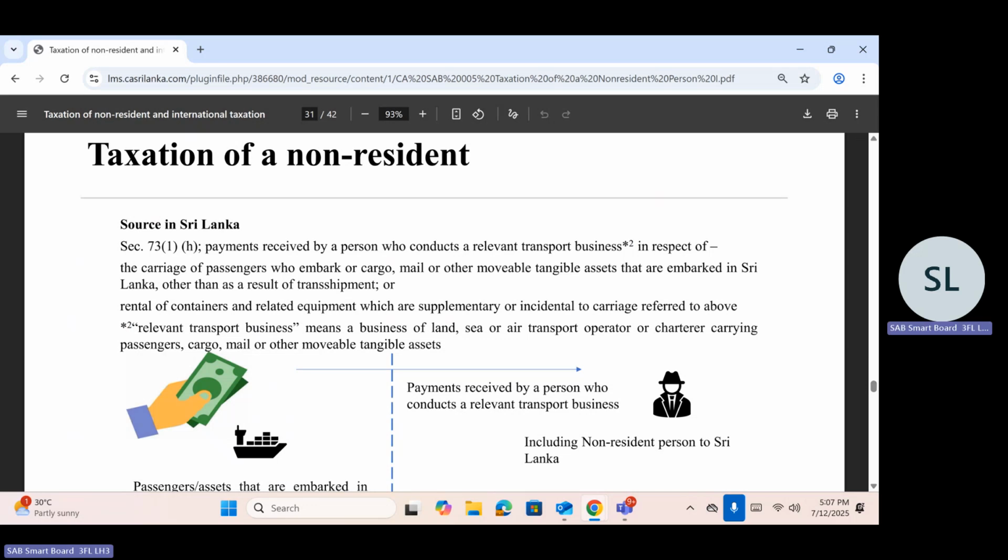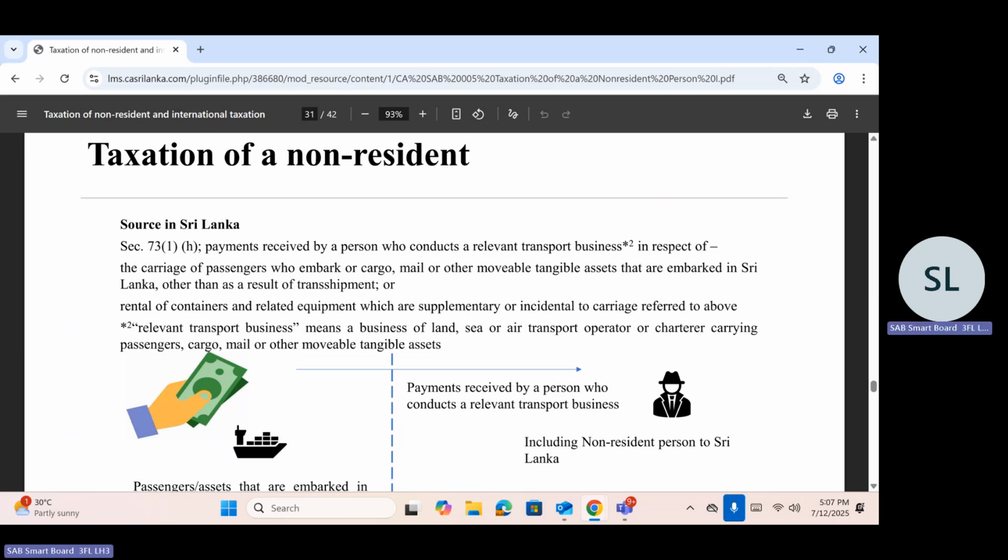Payment received by a person conducting a relevant transportation business. Transportation business means carriage of passengers embarked, or cargo, mail or other movable tangible assets that are embarked in Sri Lanka, other than as a result of transshipment. So transshipment means, if goods are brought to Sri Lanka or taken from Sri Lanka, it is treated as a source in Sri Lanka.